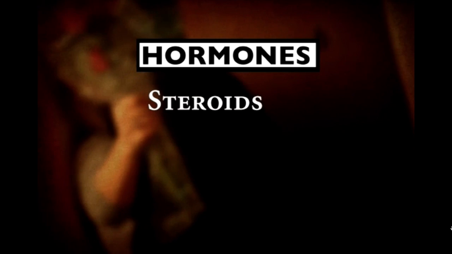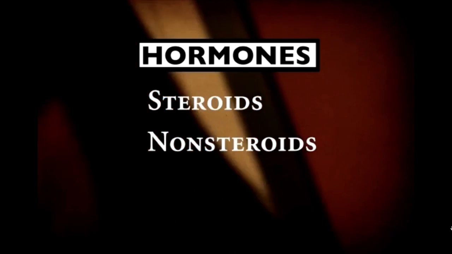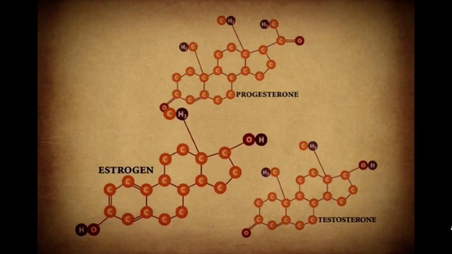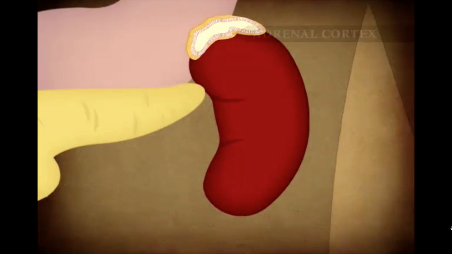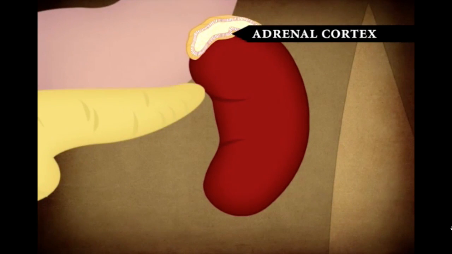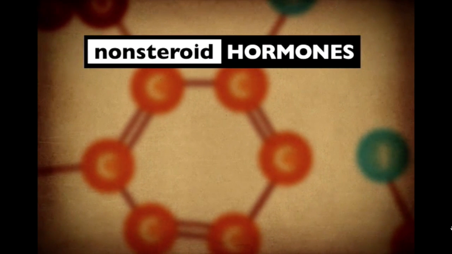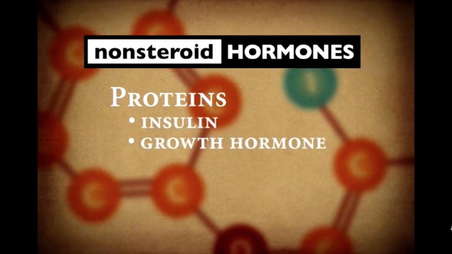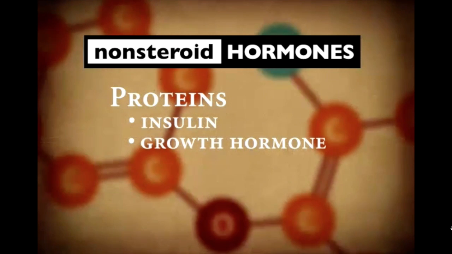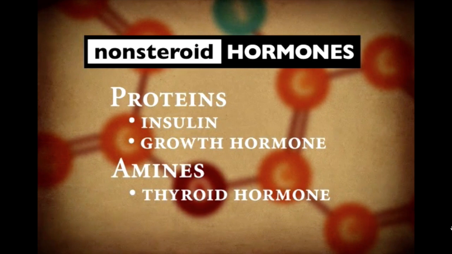Hormones can be divided into two general chemical groups, steroids and non-steroids. Steroids include all of the sex hormones produced by the ovaries and testes, estrogens, progesterone, and testosterone, and substances from the adrenal cortex of the kidney, such as cortisol and a form of vitamin D. Non-steroid hormones include proteins, such as insulin from the pancreas, growth hormone from the pituitary gland, and molecules called amines, such as thyroid hormone from the thyroid gland.